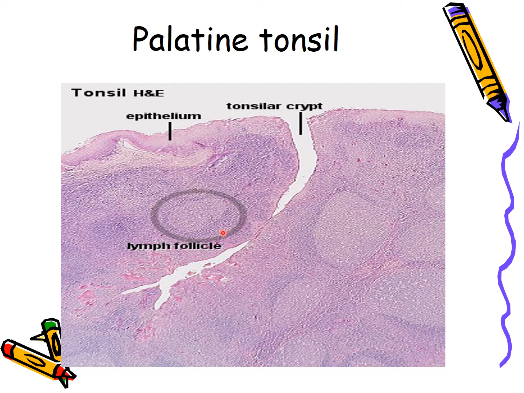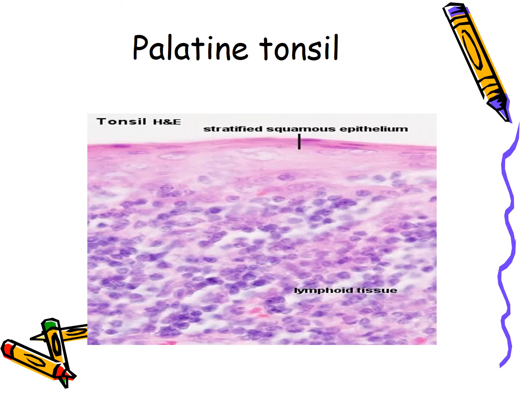As you know, these lymphoid follicles or lymphatic nodules, with or without germinal centers, are present. So you can identify a lymphoid follicle with overlying stratified squamous non-keratinized epithelium, and if you can also visualize the tonsillar crypt, then you can say that it is a palatine tonsil. This is a higher magnification showing you the stratified squamous epithelium, and these are the lymphoid tissue.